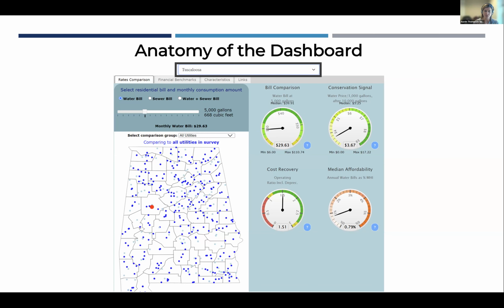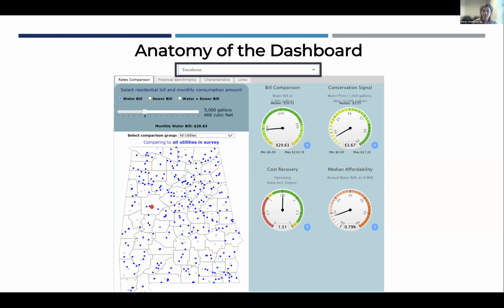You can scroll and find who you're looking for. It does default to just alphabetical order. So, a utility with an A name or representing a municipality with an A name is going to pop up first. For the purposes of this demo, I picked Tuscaloosa. You can obviously pick whomever you want. If you're on this webinar, you might actually be on the website looking at the dashboard as I'm doing this, which is great. You're welcome to select a utility and follow along as I walk through the different components if that's helpful for you. But for the purposes of this demo, I picked Tuscaloosa.